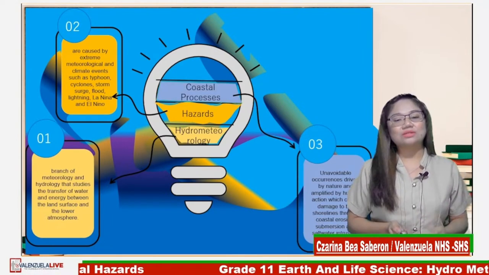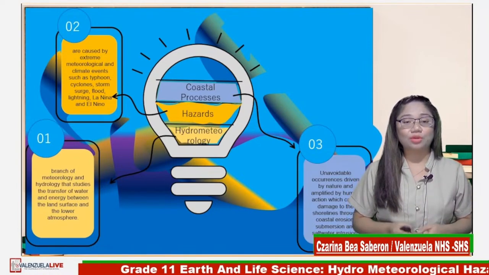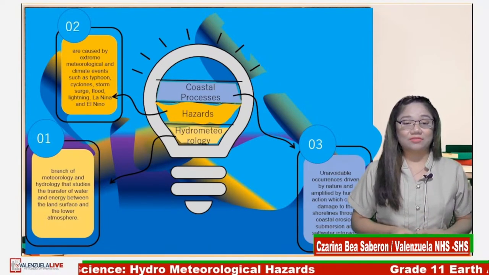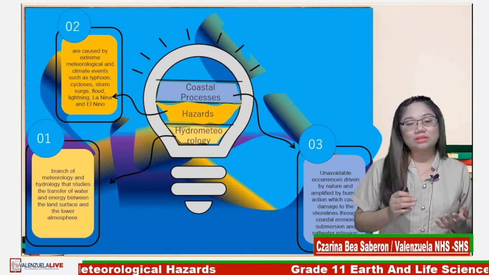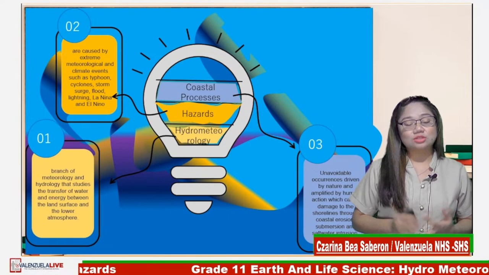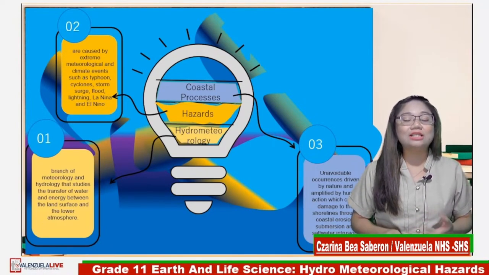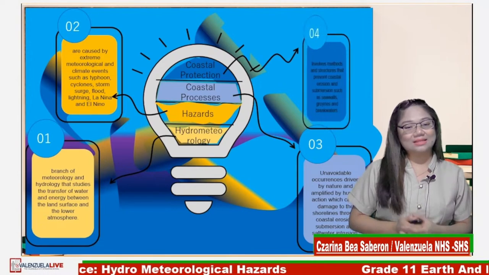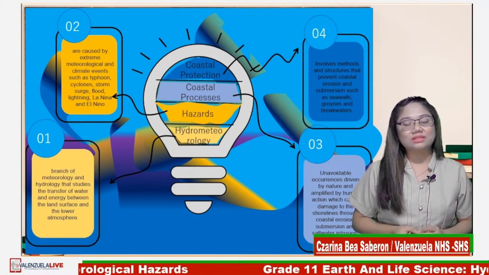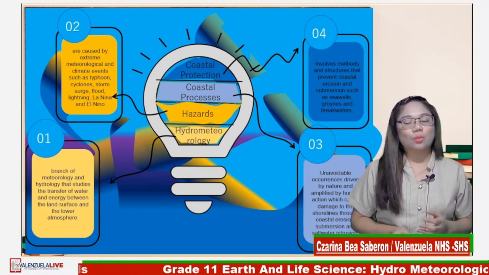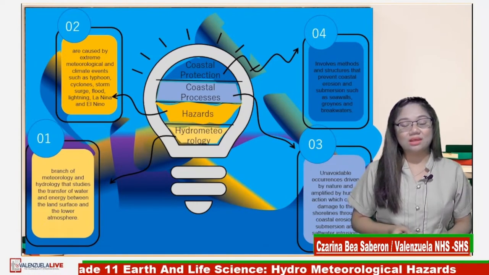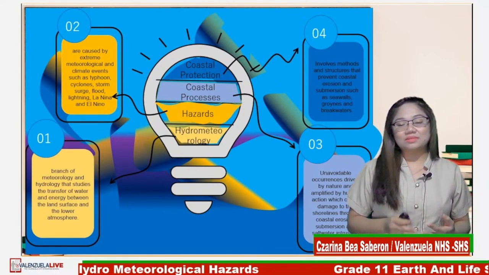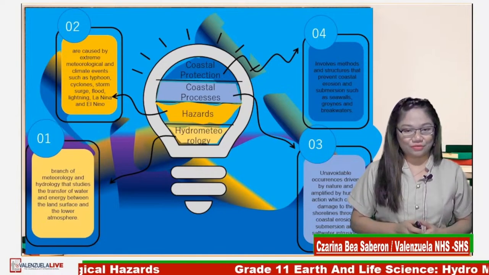And also coastal processes. These are unavoidable occurrences caused by nature and could also be amplified by human activities or human action. This includes submersion, coastal erosion, and saltwater intrusion. Once again, these are naturally occurring processes that could be aggravated by human actions. And lastly, we have coastal protections. These are the ways and strategies when it comes to protecting our coast, for example, building seawalls or bulkheads, sandbags, groynes and jetties, and so on and so forth.